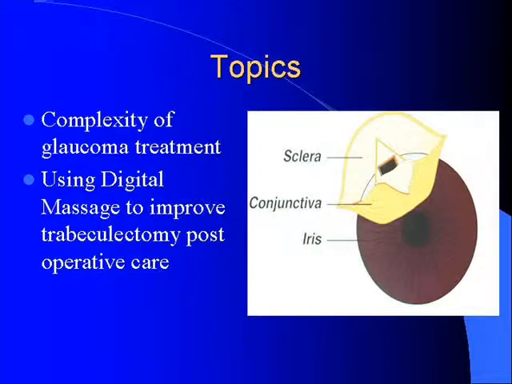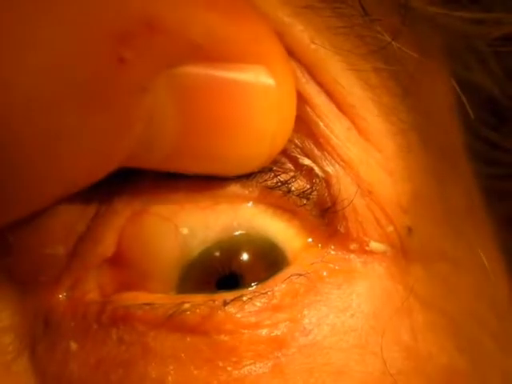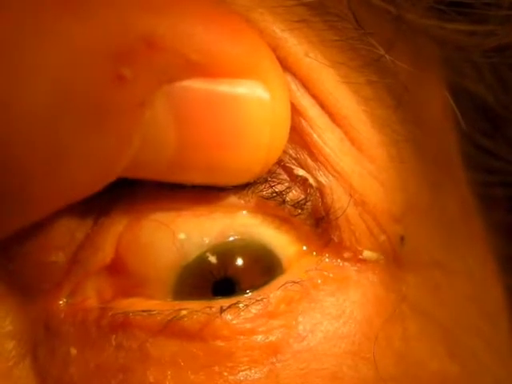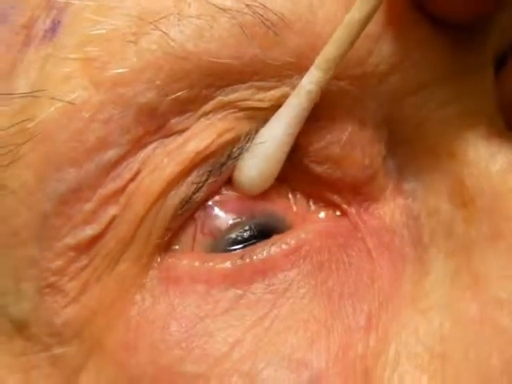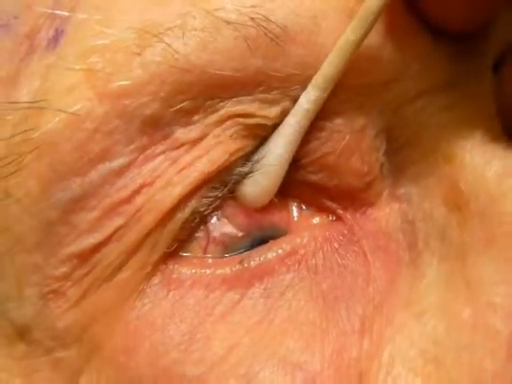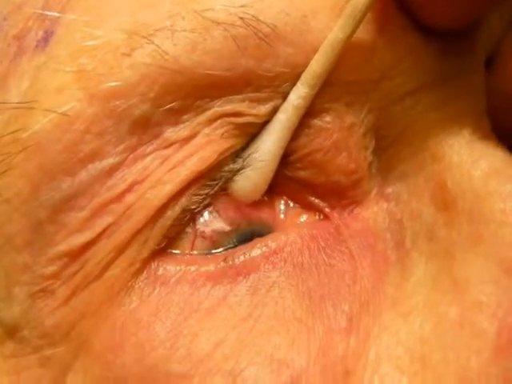In this video, I will discuss the therapeutic and diagnostic benefits of digital massage to make your trabeculectomy results most effective. I like to perform digital pressure while the patient is looking down while directly observing the bleb. You place pressure just behind the location of the scleral flap, which creates a gap in the flap and breaks adhesions. You will see the bleb slowly inflate. With more resistance to flow, I will use a moistened cotton tip applicator to provide focal pressure.